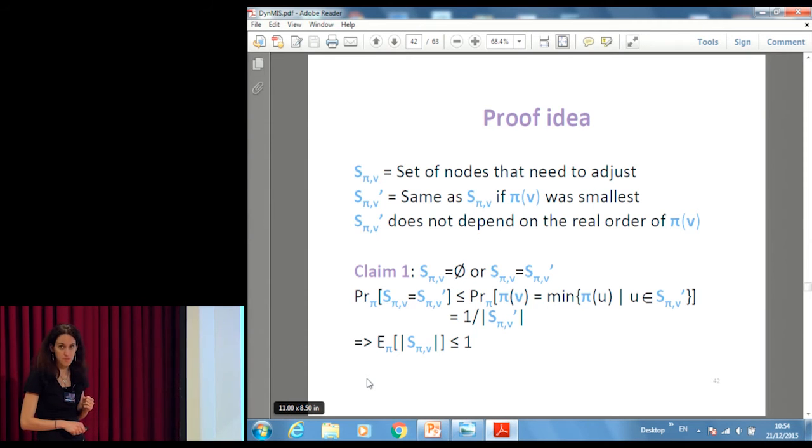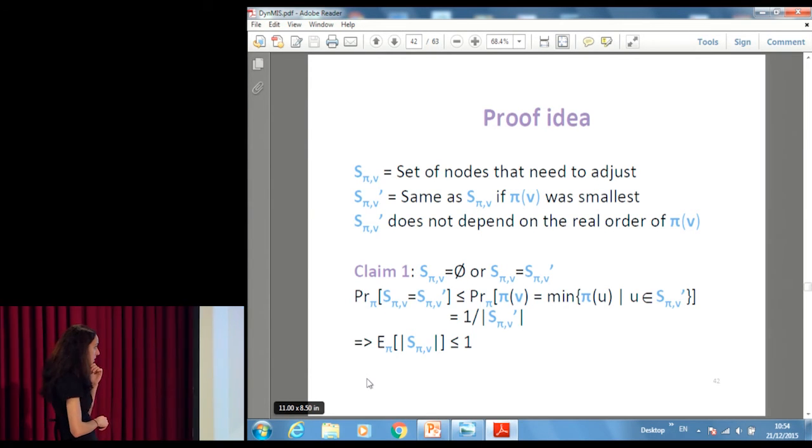Once I show these two things, what is the probability that π of V is the minimal of this order? It's going to be 1 over the size of this set, and then I'm done. So the size of S is either 0, or with probability 1 over the size of the set, it's the size of the set S prime. So that would be the outline that I'm going to try to convince you of.